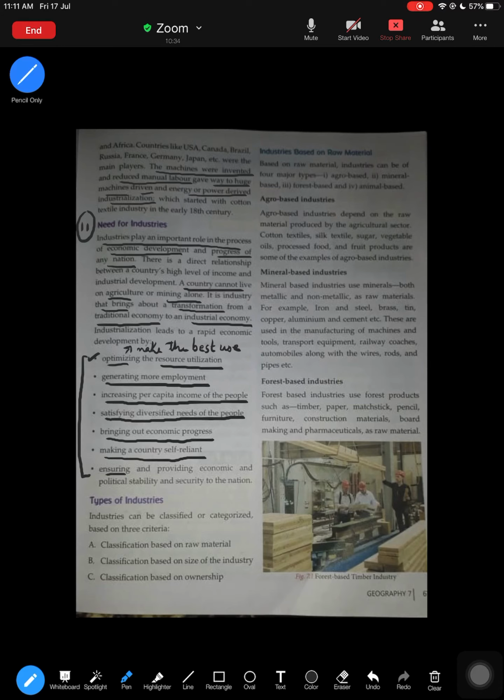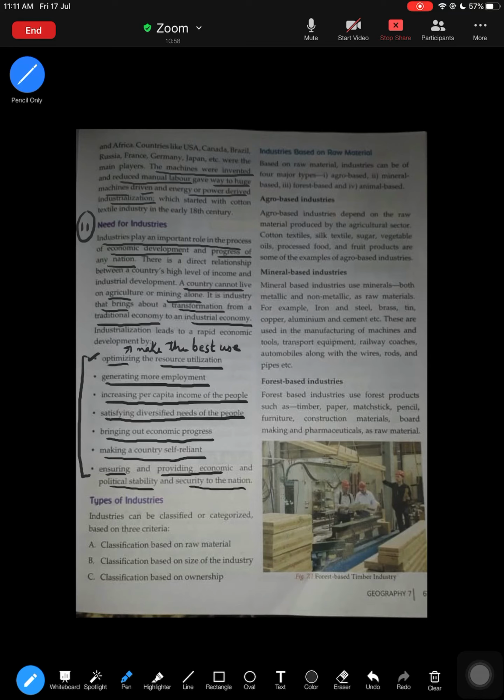And the last is, if we have industries, it can help us to provide economic and political stability and security. So if we have industries to manufacture our demands, we are going to feel more safe and more secure. So these are the different reasons why we need industries. You have to at least know three to four reasons as to why we need industries. So that was the second goal, why we need industries.